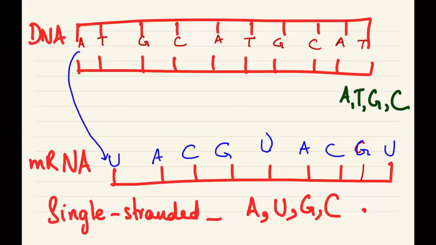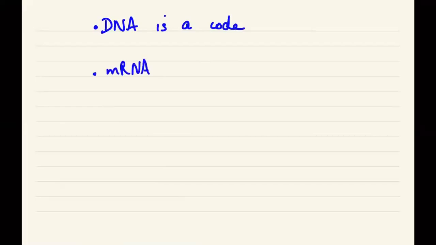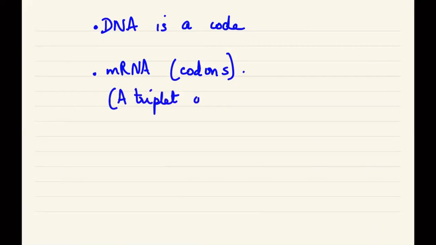Okay, let me just clear these things to you. So for DNA, we use the word code. ठीक है, DNA is a code. ठीक है, and for mRNA we use the word codons. And codon हम कहते हैं किस चीज को? A triplet of 3 bases is known as a codon. 3 bases is called a codon.